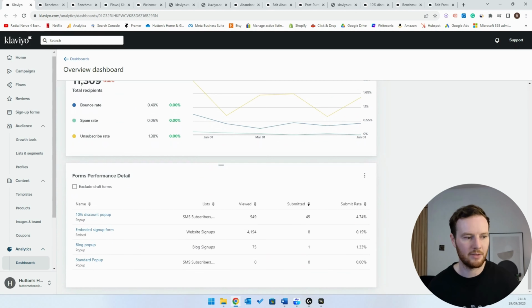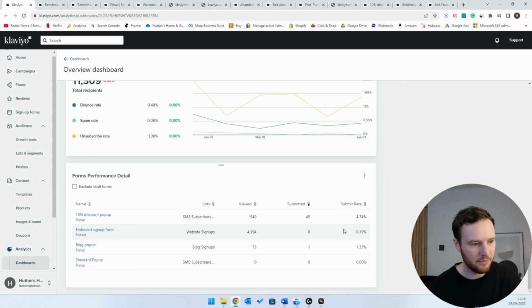Moving on, we're looking at the forms. This is a 10% pop-up, and that 4.74% is actually pretty good. We'll go on to what the benchmarks are a little later on. That said, the volume of the data is really quite low, as only 1,000 people opened it, so it could vary reasonably drastically if we got a lot more data.